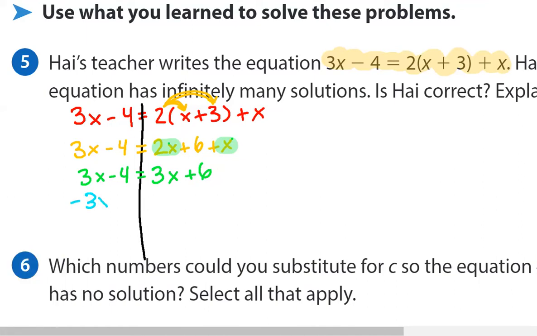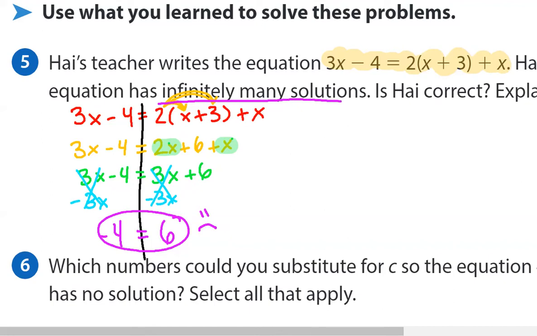3x minus 3x canceled out, and what do we have left? We have negative 4, and we have positive 6. Are those equal to each other? Not even close. So what did Heath say? He said there were infinitely many solutions. Infinitely many means that they would be equal on both sides. No.